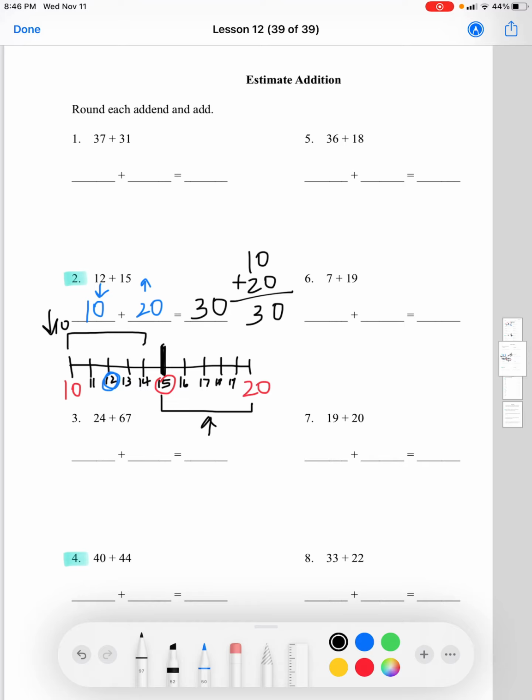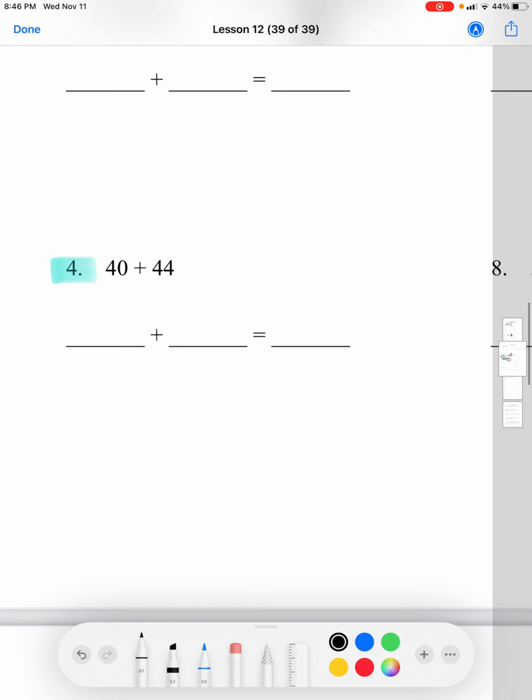So the answer to this is 30. Let's do another one. We have 40 plus 44. Let's draw another number line. We're going to be stuck with 40 and 50, right? Because the numbers we're given are all 40 or greater, yeah. So let's do our number line.